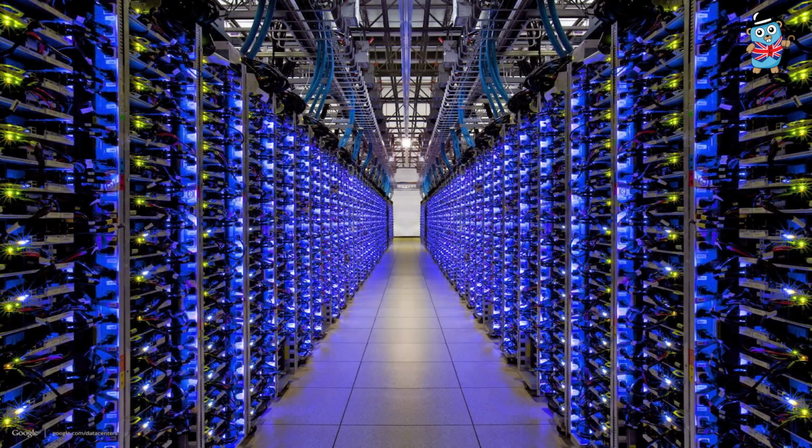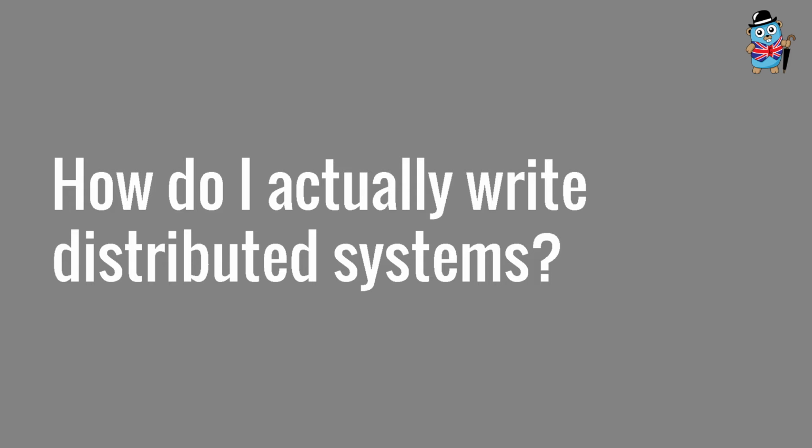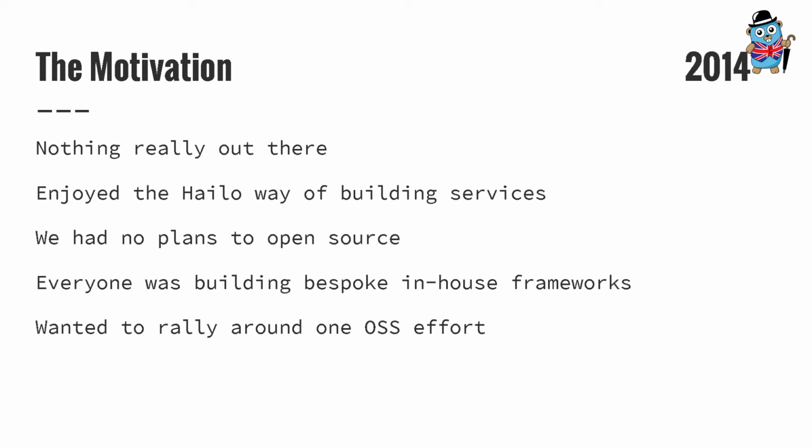And while we've got these newfangled systems like AWS and Google Cloud, and we have this cool stuff coming about like containers and all these different tools that help us to run distributed systems, I think there's still this question of how do I actually write distributed systems? I think there are still some difficulties there, and that is what led me to the origin of micro, where back in 2014 I was working at Halo, and we had built this microservices platform, and it was this really awesome thing.